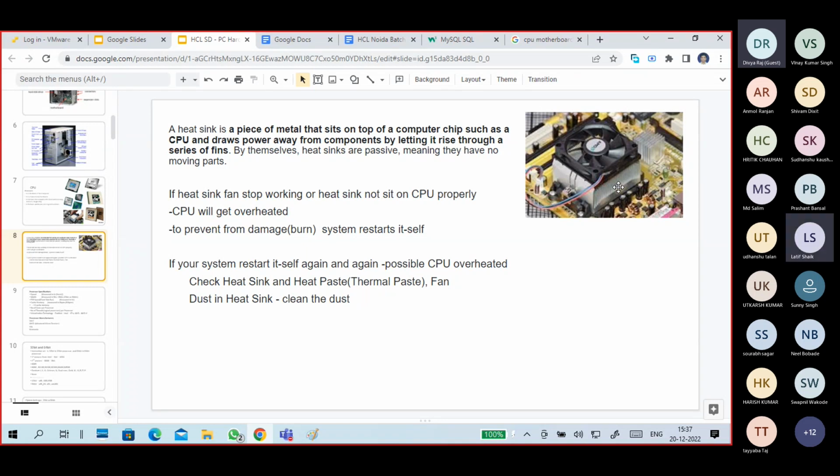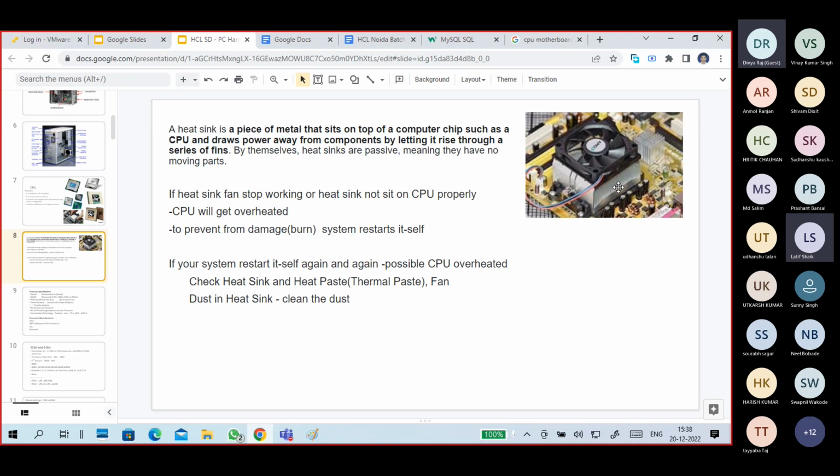The first reason, let's assume, is that the processor is getting overheated. To prevent damage to the processor, the system restarts itself so that the processor is not damaged. Why is the processor getting overheated?